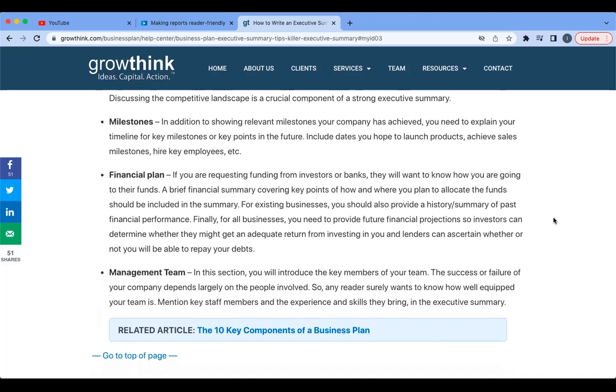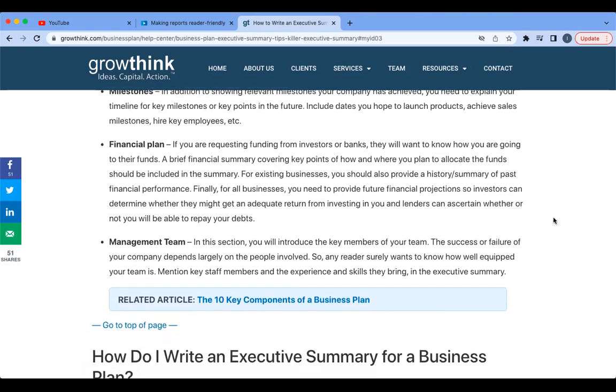Financial plans would be the next one, as well as the milestones. Basically, a milestone of the company is how far the company has evolved or grown, or the scope of the project, for example achieving sales targets and so on. If you're requesting funding from investors, committee members or banks, they need to know how far in terms of finances you would go. A brief financial summary covering the key points of how and where you plan to allocate the funds should be included in the summary. For existing businesses, you should also provide a summary of past financial performance, and so on.